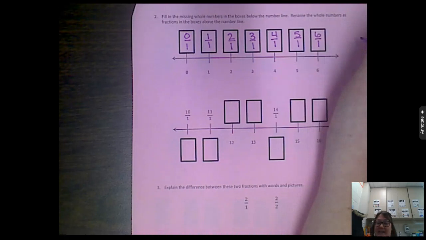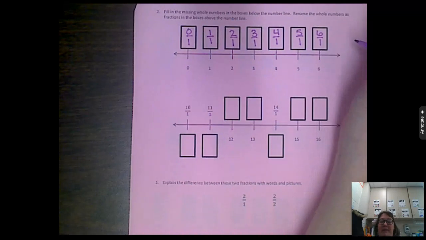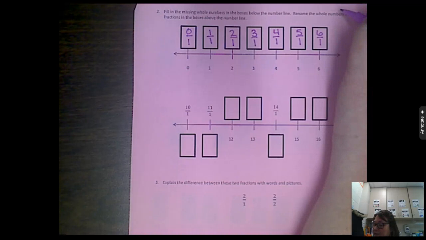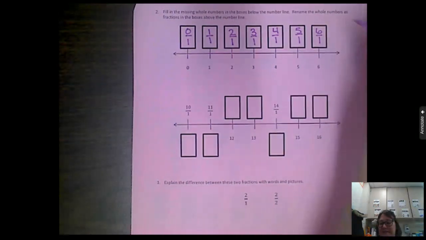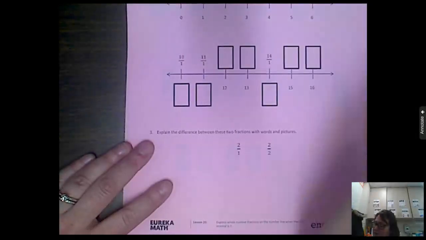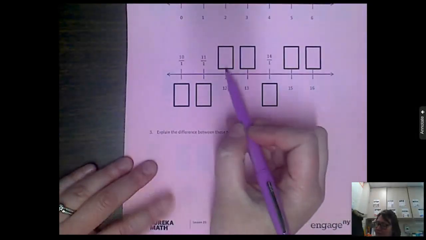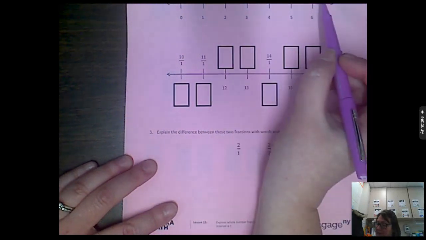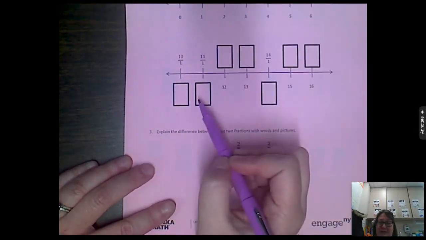Yes, anytime we have a whole number, we just put that number over 1, right? So rename the whole numbers as fractions in the boxes. So we did that. Good. So that was pretty easy peasy, right? Okay. And then this part down here. So some of them we need to rename the whole number with a fraction like we did up here. And some of them we just need to write the whole number down below.